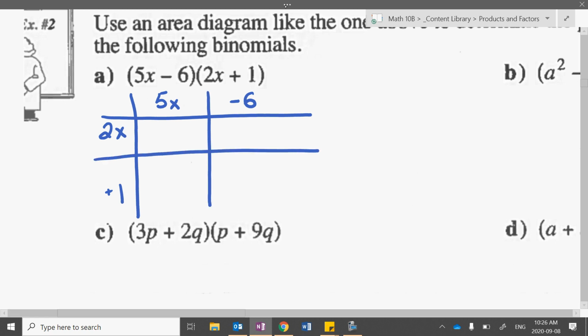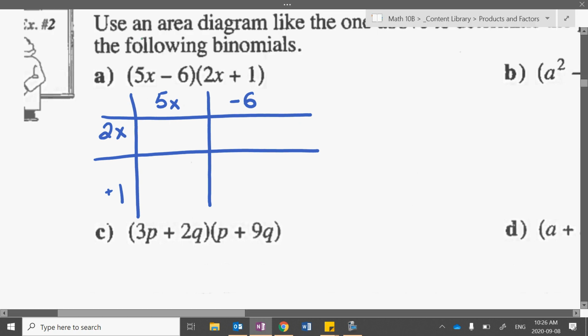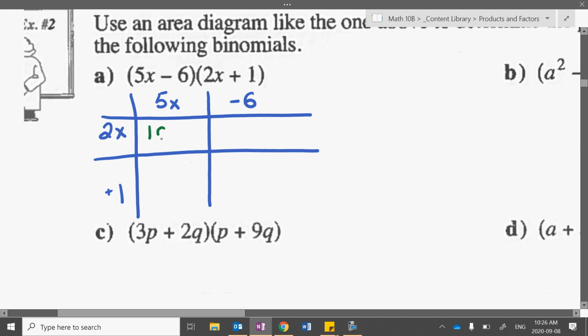I'm going to fill it in just because I think it helps me be a little bit more orderly. But instead of drawing out 5 x's and 6 negatives and drawing out 2 x's and 1 positive, I can just write the numbers. And now I can just do that multiplication. So 5x times 2x gives me what? Go ahead, Charlotte. 10x squared.